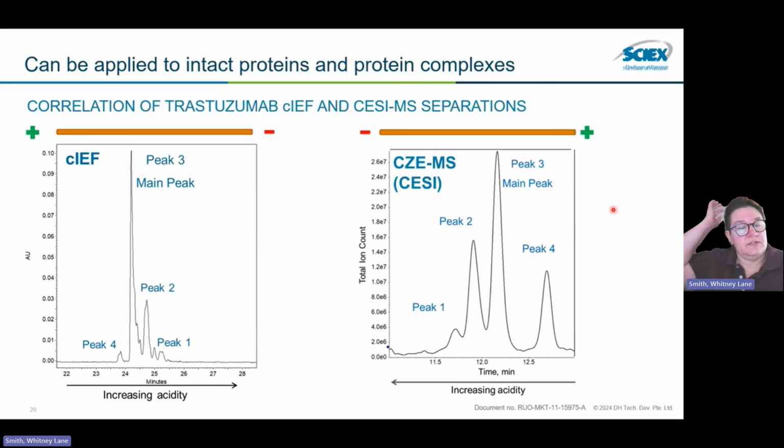CZE can also be applied to intact proteins and protein complexes. On the left here, you see a CIEF profile from UV, and then we did CZE on trastuzumab, and it looks like this. And you can see that they're mirror images, and that's just based on the separation. So on the left-hand side, we have basic peaks, and on the right-hand side of the left picture, we have the acidic peaks, and it's just the opposite on here.